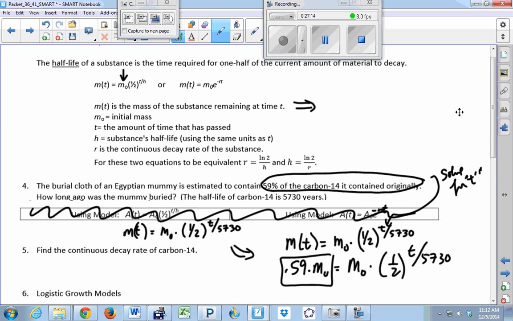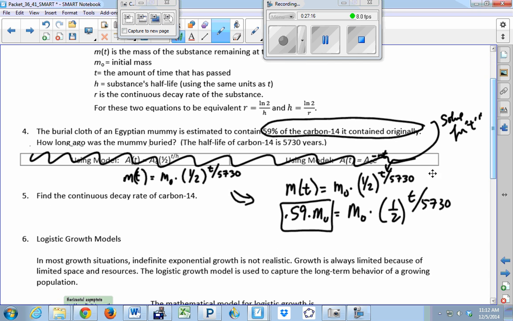Some students want to put 0.59 there because they take 59% and make it 0.59. And I say to students, 0.59 is a percentage, and a percentage has no units attached to it. You have units over on this side. The units on the left side have to equal the units on the right side. If we were talking about a population, the number of people has to equal the number of people. You can't just have a decimal sitting out here with no units attached to it.